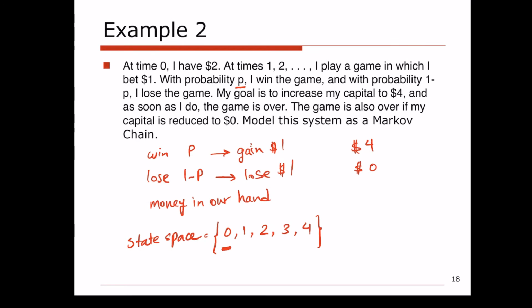Now let's put together a transition probability matrix for this problem. As you can see, we have 5 possible states for this stochastic system. So when we develop the transition probability matrix, it's going to be a matrix with 5 rows, for states 0, 1, 2, 3, 4, and 5 columns, for states 0, 1, 2, 3, 4.